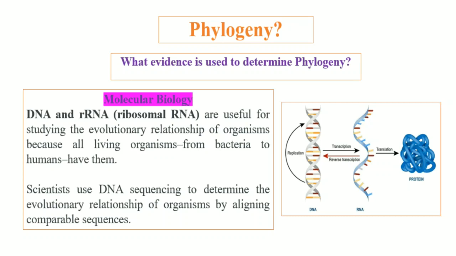So DNA sequencing is basically utilized to determine the evolutionary relationship of organisms by aligning the comparable sequences. Just the comparable sequences are basically aligned, and the sequences of the nucleotides in that particular gene or protein are compared with each other.